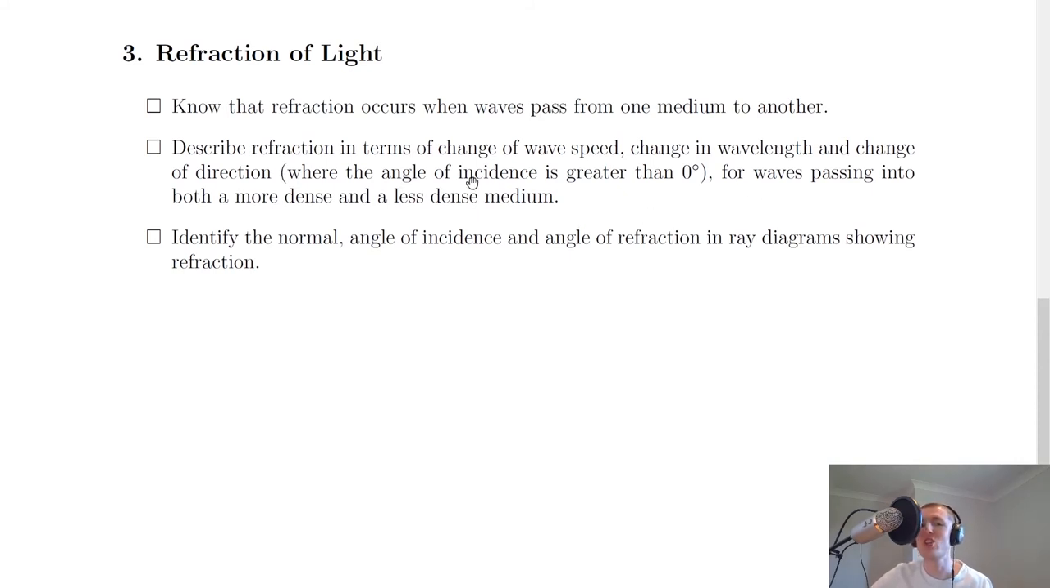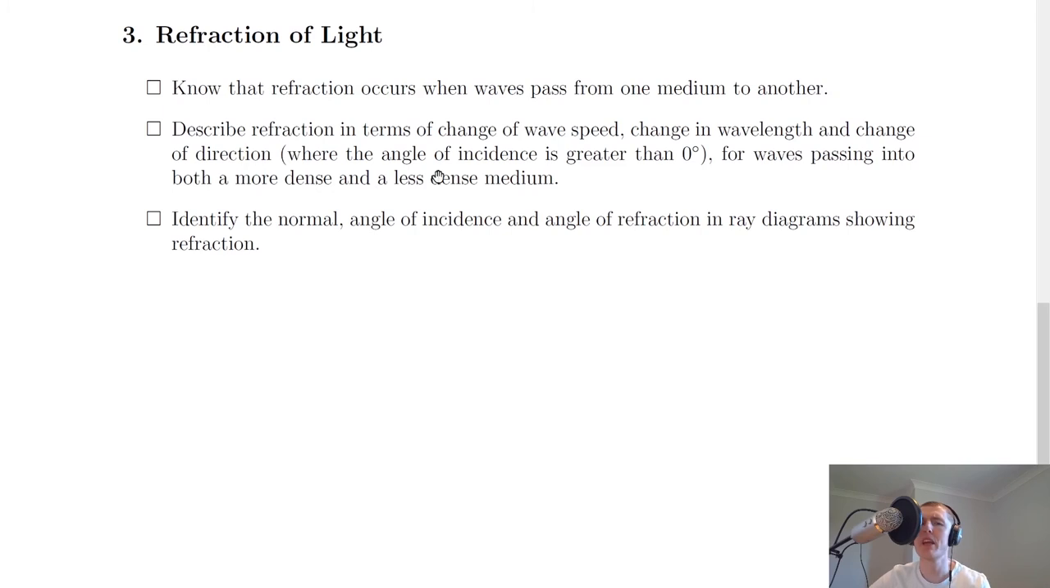And next, it says a change of direction. So remember that light is only going to change direction when it strikes an object at an angle of incidence greater than 0 degrees, because when it passes along the normal, it's just going to pass straight through. So for that reason, we could not define refraction as a change in direction of light, it's got to be the change in speed of light.